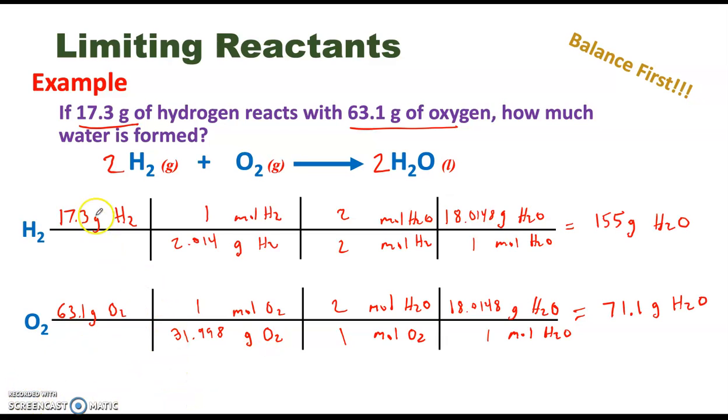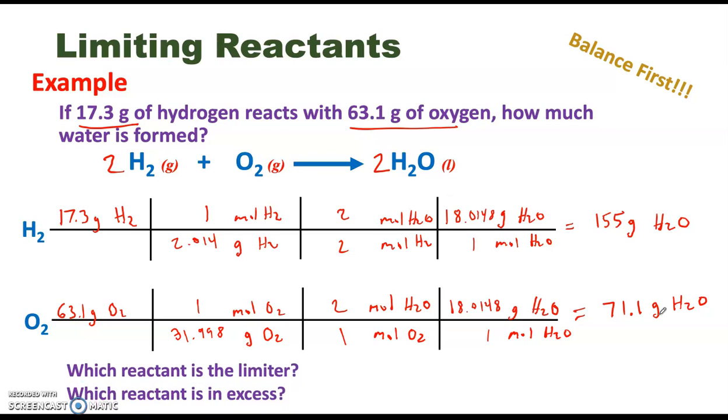So I did the math, this divided by this times 18, because 2 over 2 cancels out. You get 155. 63.1 divided by 31.998 times 2 times 18.0148, you get 71.1 grams. So the last question is, which is the limiter and which reactant is in excess? Well, we know that this is the amount of water that can form. It's always the smaller number. So this number is not the answer.